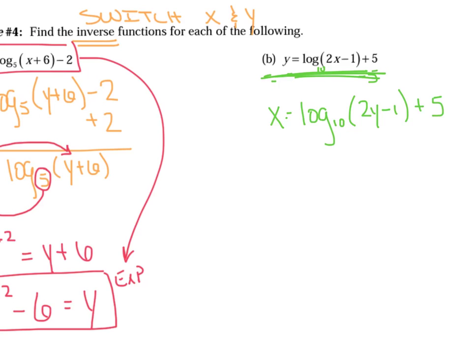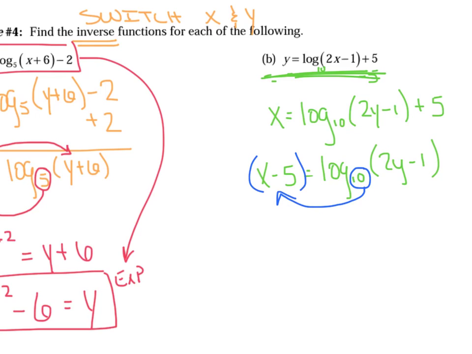Okay, now let's subtract the 5 from both sides. So we've got log base 10 of the quantity 2y minus 1. Again, tell yourself we're not allowed to add 1 over because it's trapped within these parentheses. So I'm going to convert it to exponential. And I'm going to grab a blue color here. Let's go 10 raised to the power of x minus 5 equals the quantity 2y minus 1. 10 raised to the x minus 5 equals 2y minus 1.